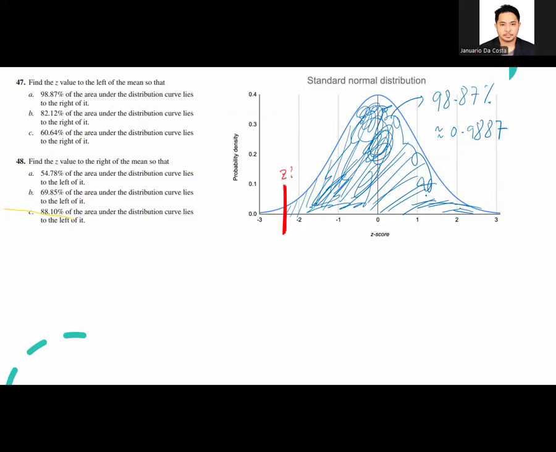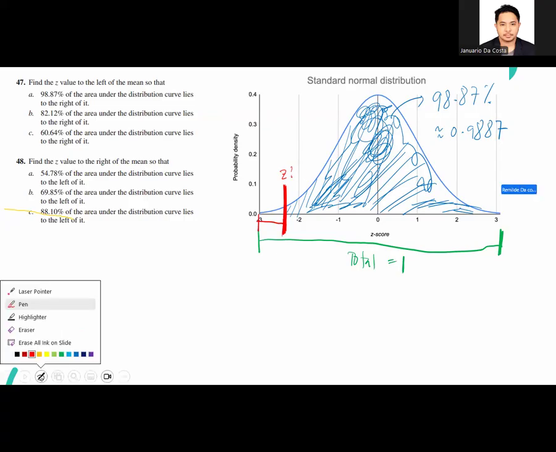Let's say the total area of the whole curve is, what is the total of this? 100%, or equal to 1. But we want to find this value in the red over here.